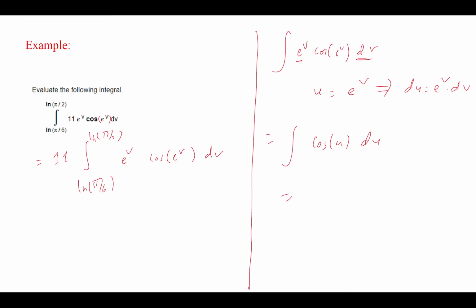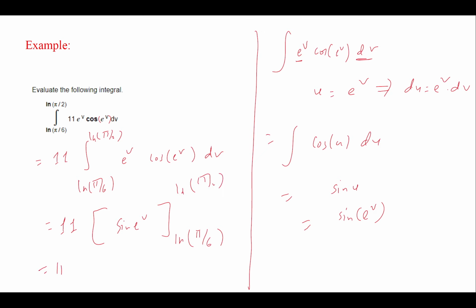Now the integration of cosine u is sine u. Eventually we need to find the answer in terms of v, so it would be sine of e to the power v. This is the integration for the indefinite integral. So instead of putting plus c here, we're just going to put sine e^v and then plug in the limits of integration, from ln pi over 6 to ln pi over 2.